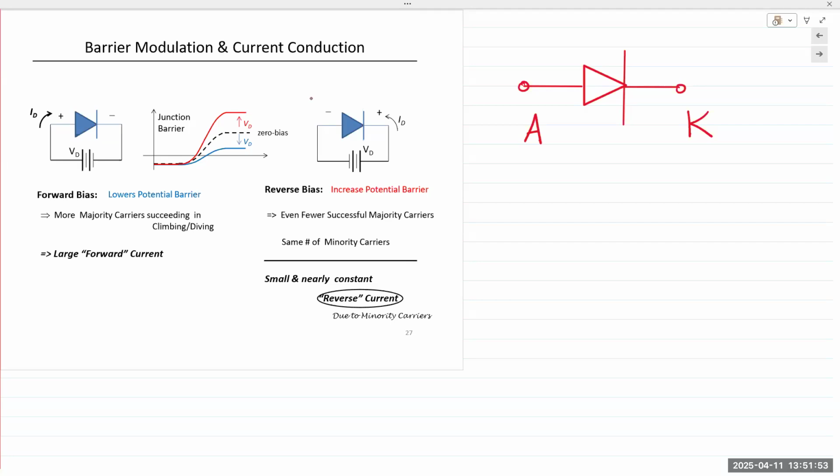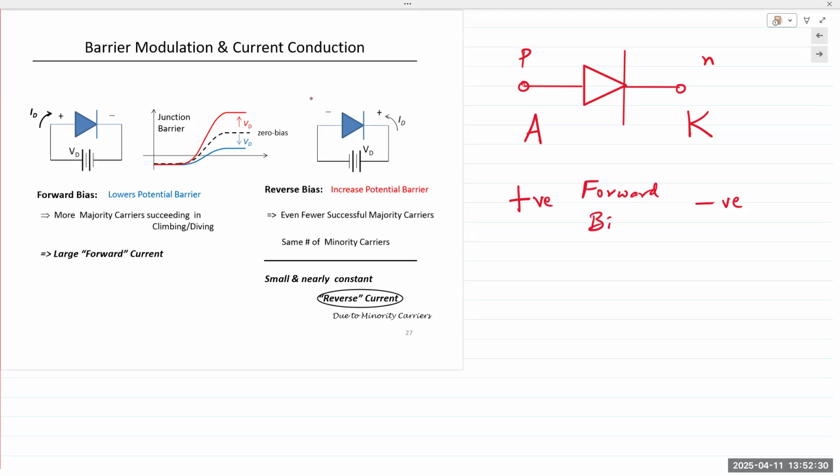So a diode is a triangle pointing in one direction, an arrowhead. It points the direction of the current flow. And the straight line or the bar that you see, that's the cathode. So if you apply a positive voltage or polarity to the P side and negative to the N side, we say this is in forward mode.